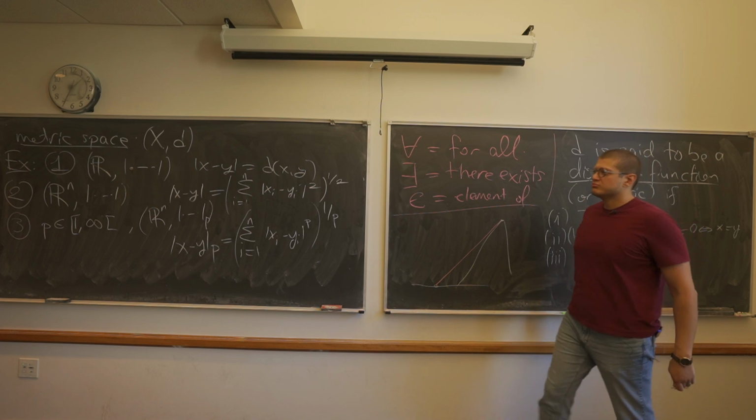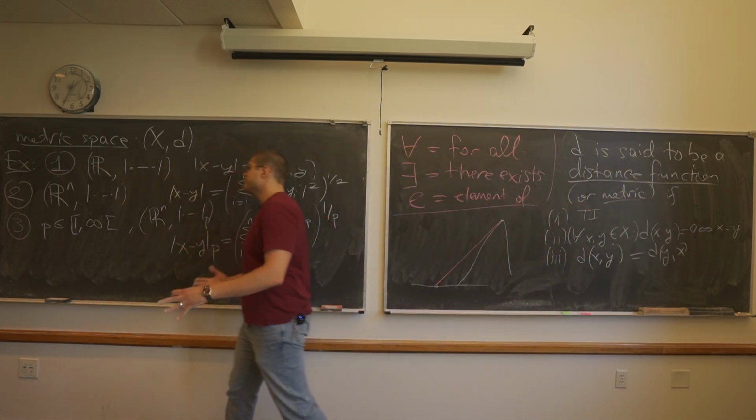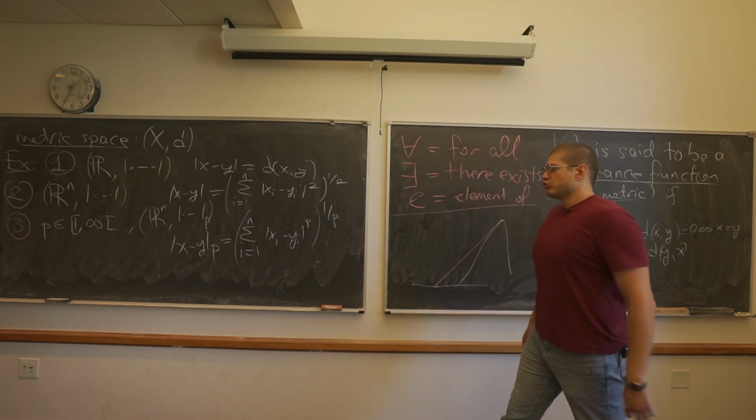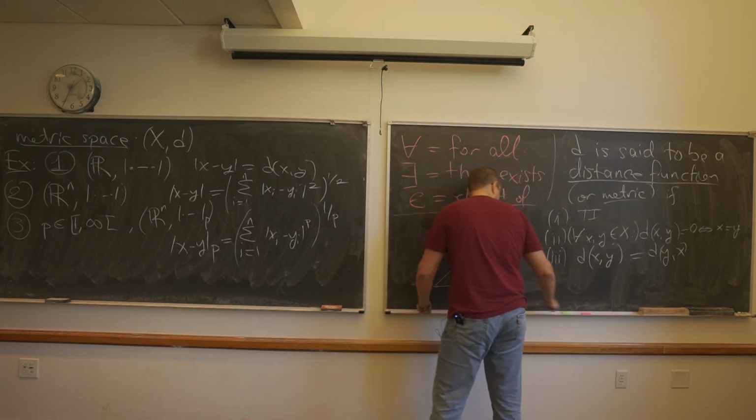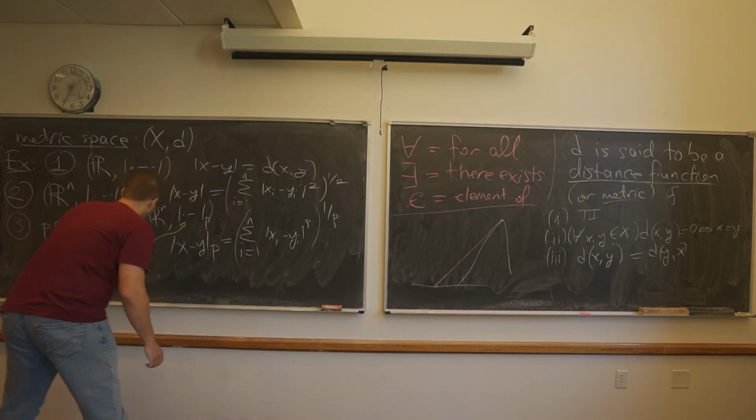Which tells you that given any set, in this case Rn, there are possibly many distances. So this is what is called the Lp distance. Lp norm or Lp distance.